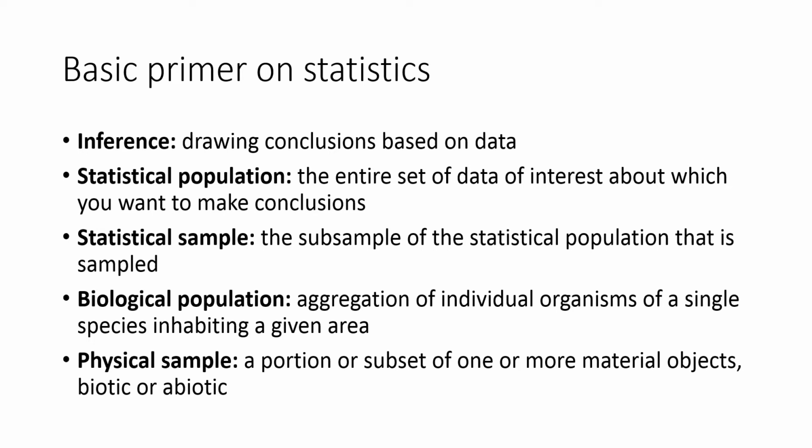And let's compare that to the definition of a biological population, which is just an aggregation of individual organisms of a single species. And note, the single species is an important part of the definition, inhabiting a given area. When we sort of de-abstract the statistical sample, then we have to think about physical samples. So it's really just the portion or subset of something real that you're collecting, or you're collecting information about. And it could be biotic, it could be abiotic.